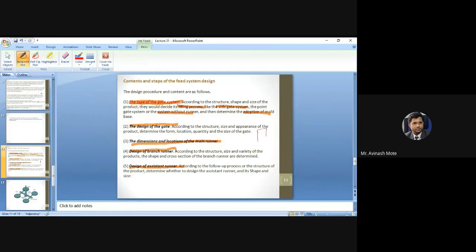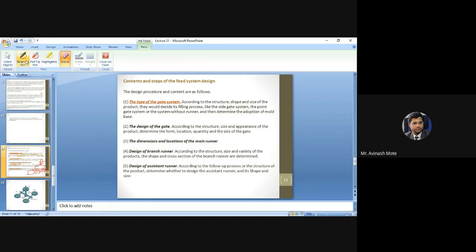Don't get confused with the main runner, branch runner, assistant runner. Main runner, branch runner, and again assistant runners. Are you getting it? This is simply a branching process. One product here, another product here, another product here, and so on. The main runner, the branch runner which provides to the branch, and these are assistant runners or auxiliary runners. So entirely, if we are to summarize in a single line, there should be a proper gating system to have the proper mechanism.